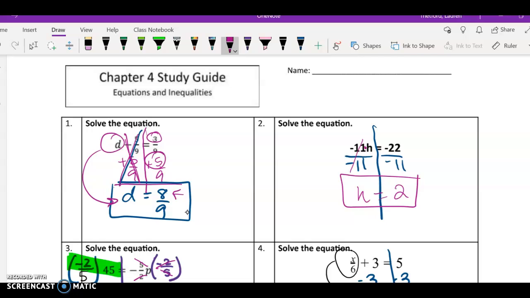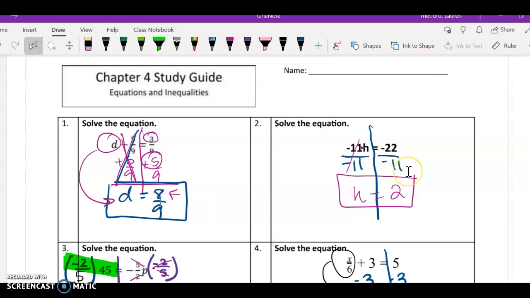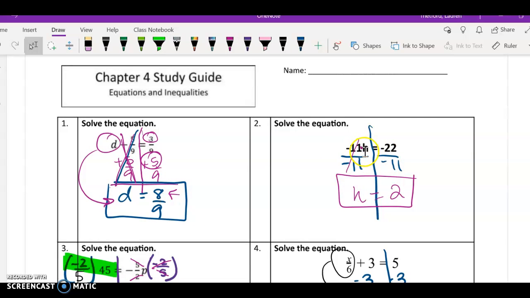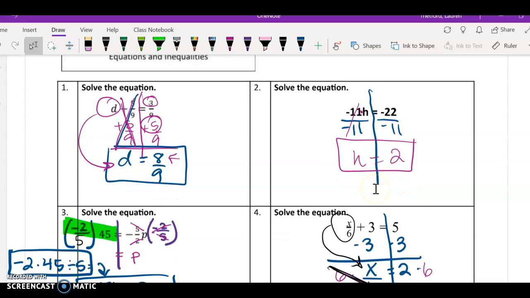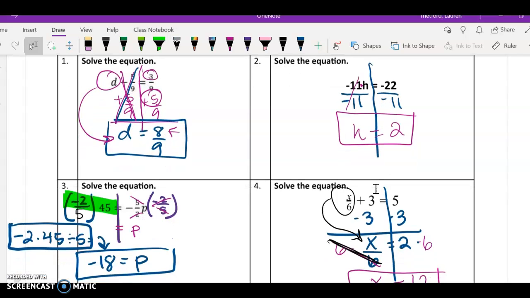For number 2, we have negative 11h is equal to negative 22. So this is saying negative 11 times h equals negative 22. So since we're multiplying negative 11 times h, we are going to divide by negative 11 on both sides, and that gives us a positive 2. So h equals 2.